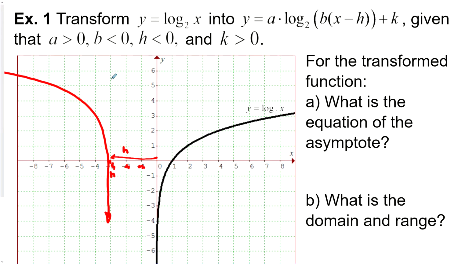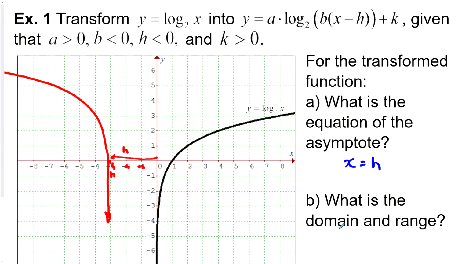So it's still a vertical asymptote because logarithmic functions have vertical asymptotes. And it's not at -3, remember I crossed that out. So the vertical asymptote is at x equals h. Now it's not -h. I see a lot of students doing -h. Look, h is negative in and of itself. So if you put -h, that would actually make it positive. So that's not what we want.